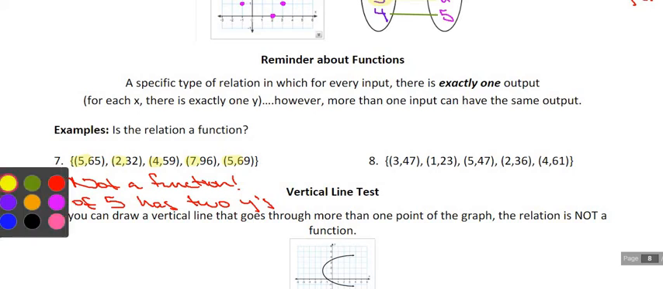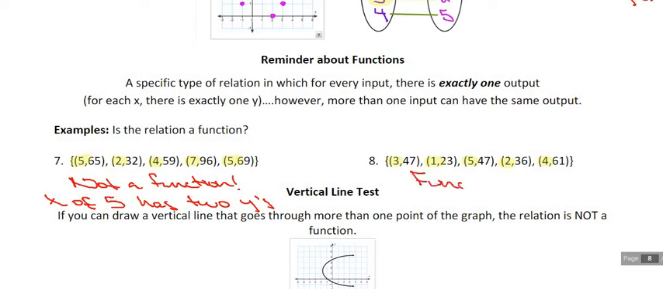For number 8, look at those x values. 3, 1, 5, 2, 4. None of the x's duplicated, so therefore this is a function. Okay, because every x has exactly one y. Okay, so we're keeping an eye on those x's.